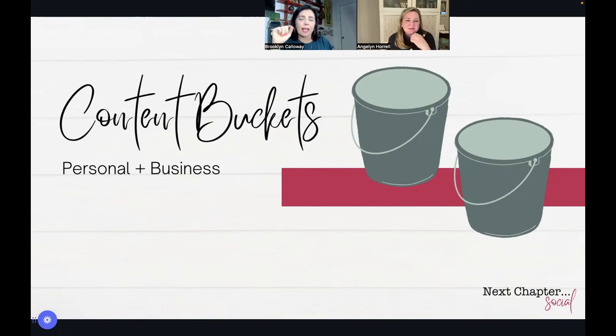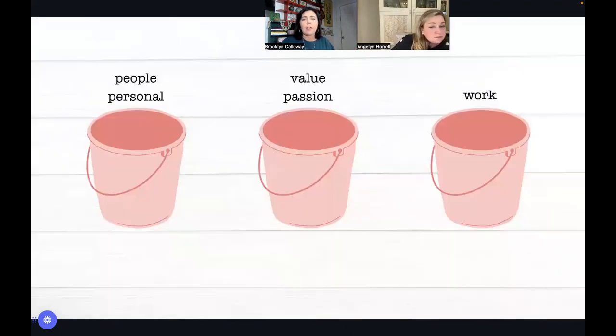Content buckets, personal and business. If you could just dig in your brain really quick, go back to that very first video that you watched about content buckets and mind maps. Whether you're a business brand or a personal brand, your buckets are a little bit different. Personal brands have a personal bucket, a passion bucket, and a work bucket. Business brands have a people bucket, a value bucket, and a work bucket.